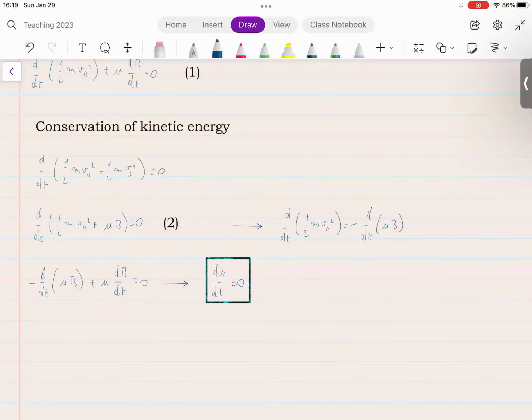This, with the approximation we've made of small variations of the magnetic field and so on, is an exact constant of the motion.